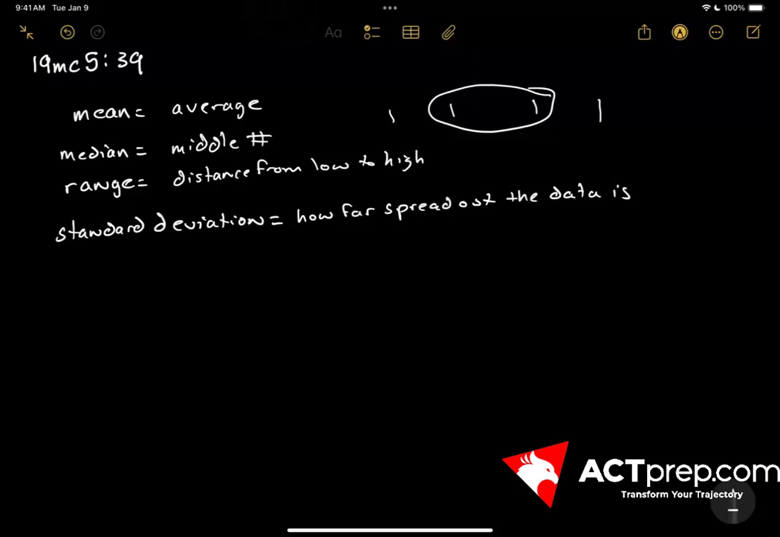The middle number isn't going to change much at all. Okay, so we know that's almost certainly going to be our correct answer. The range is going to change significantly from the original data set to the one with the $1 million income. And the standard deviation, how far spread out the data is, is going to significantly change when we add an outlier in there of 1 million. So our answer is median, giving us answer C.